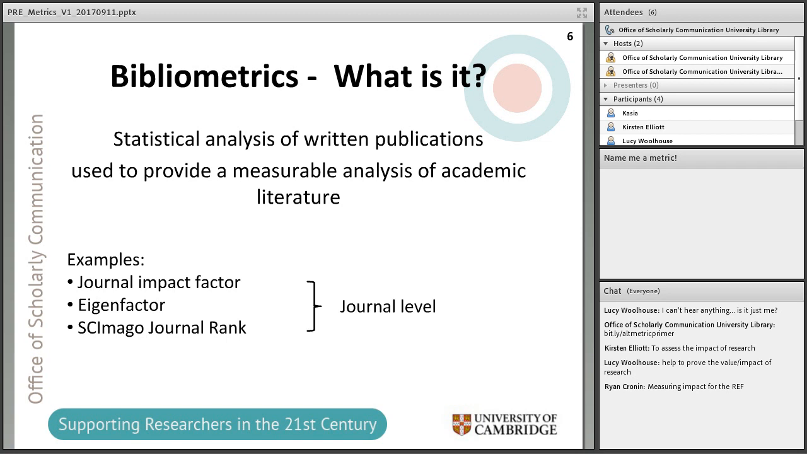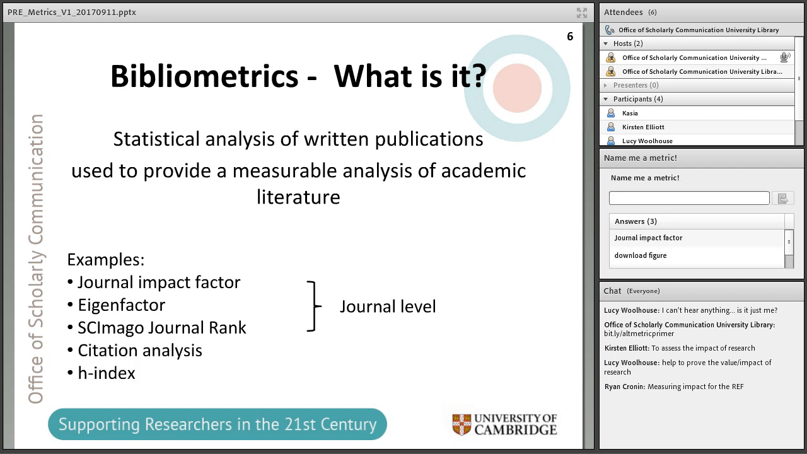And they're all journal level metrics, so they're assessing the journal. Whereas you get things like citation analysis and the H index, and these are article or researcher level metrics, so they're assessing at a more granular level.